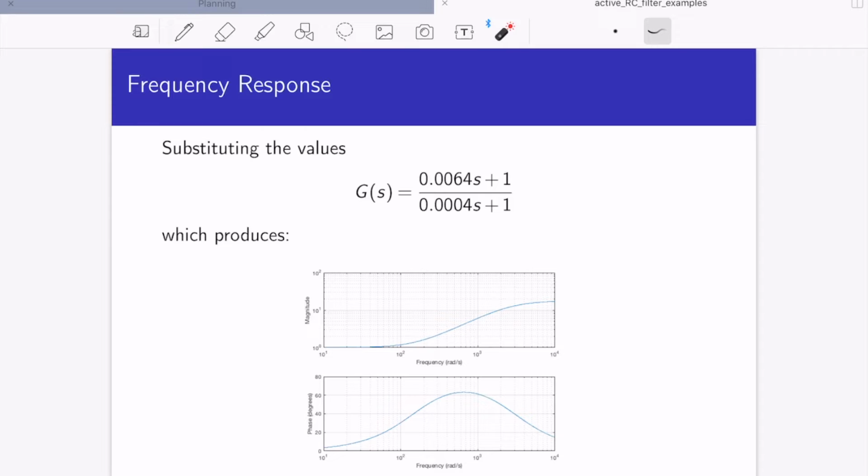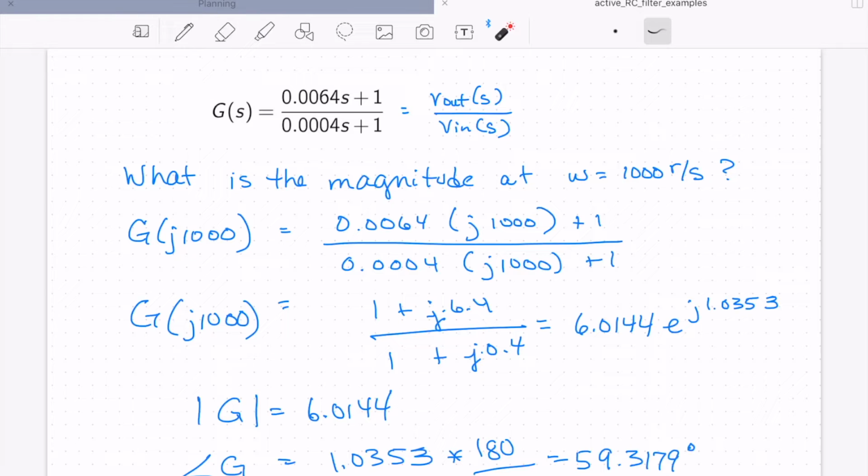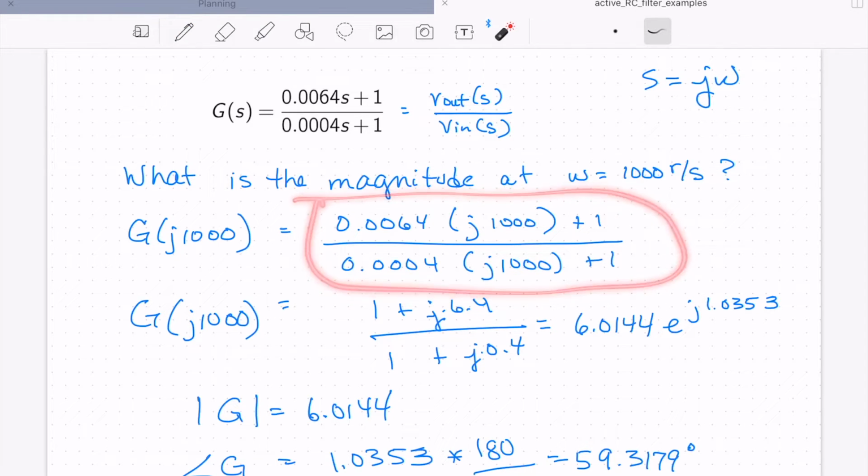Let's consider omega is equal to 10 to the third, which is 1,000. So what is the magnitude of the transfer function G at 1,000 radians per second? What we do is we plug in j1000 in terms of s, right? Remember, we can say s is equal to j omega. So we plug in j1000 and we end up with this expression here.